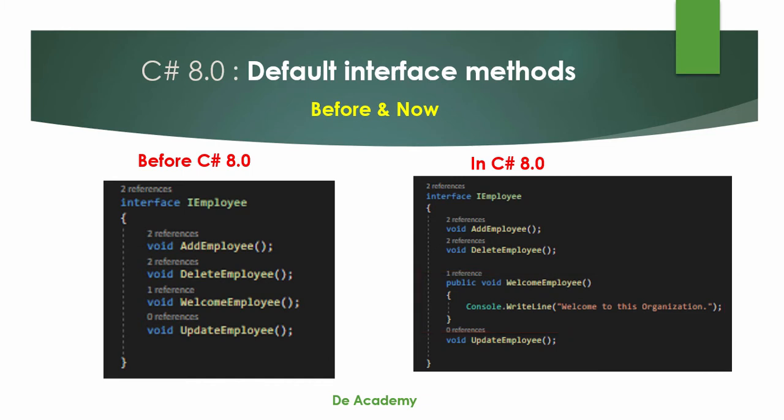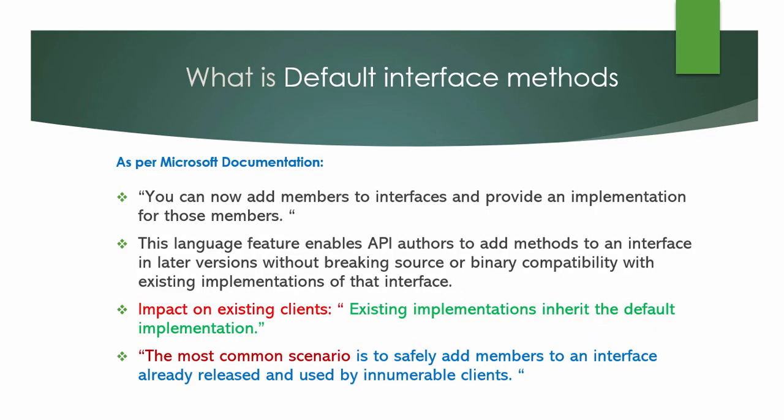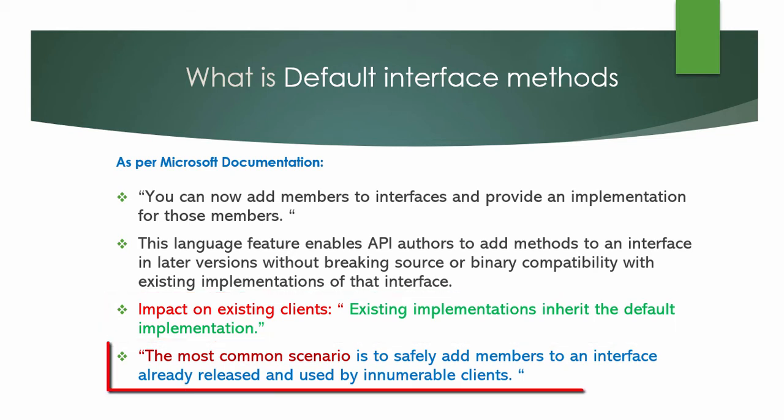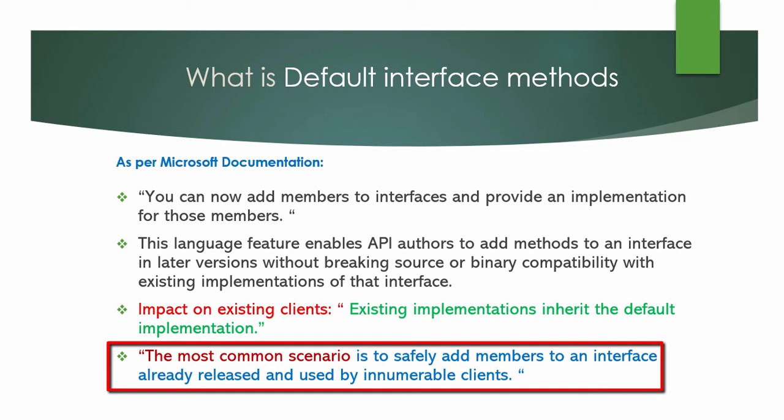Now let us understand what it impacts on the existing classes or the existing clients that implemented the interface. As per the documentation, existing implementation can inherit the default implementation or it can also create its own version of the default implementation. The most common scenario is to safely add members to an interface already released and used by innumerable clients. That means if an interface is already implemented by several clients or classes, we can safely add default interface method in that interface.